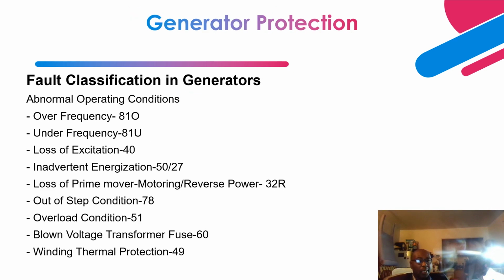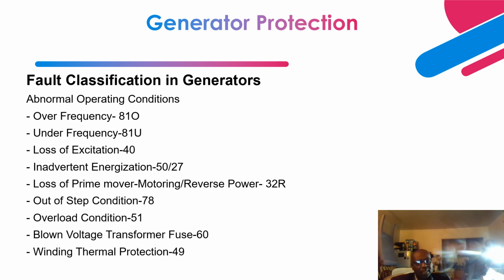So, in the previous session, like I indicated, the different abnormal operating conditions that we have for generators are over frequency conditions, designated by ANSI device 81O. Over frequency conditions occur most of the time during load rejection. If you have a generator that rejects a load, the loading on the network goes down, and that results in an over frequency condition.